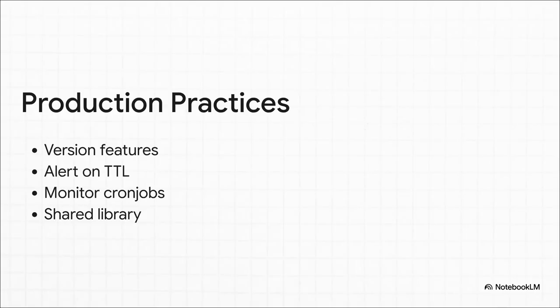To really succeed in production, though, you need some strict discipline. Pro tips here. First, treat your feature store like a shared organizational library. If a feature is used by more than one model, put it in the store. Stop duplicating engineering work. Second, never ever modify existing feature views. Always explicitly create a new version. And lastly, like we mentioned earlier, ruthlessly monitor your feature freshness, using those time-to-live alerts, and keep a super close eye on those materialization cron jobs.